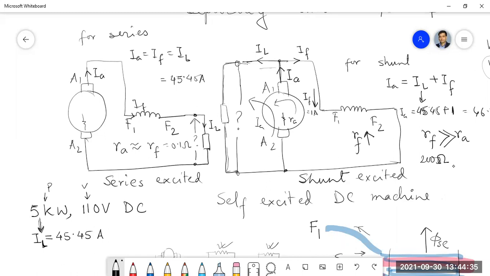Now to make this possible, what should be the design of the field winding? How will the field winding for the shunt field look? How will the field winding for the series field look?